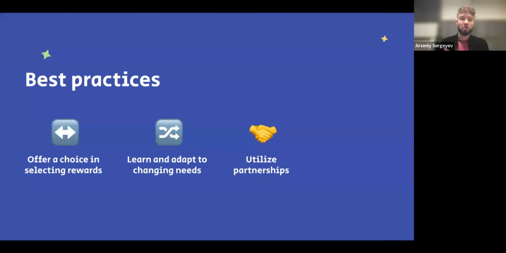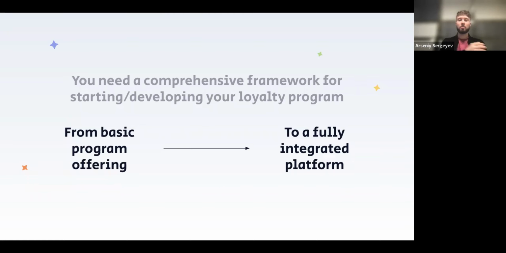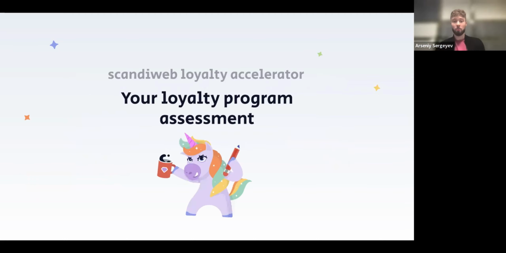But overall, to start or grow your loyalty program, you need a comprehensive framework. Of course, you start basic, with some simple discounts, less personalization, but more straightforward transactional value. Then you grow it step by step, gradually, and you get to a fully integrated platform, meaning you're already more personalized with the customers. You can offer them more tailored rewards. You can also offer them more diverse rewards, right? Not just discounts or some things, you can also give experiences. But to get there, you need a comprehensive framework, basically a structure of how to do that step by step. And we actually offer that.